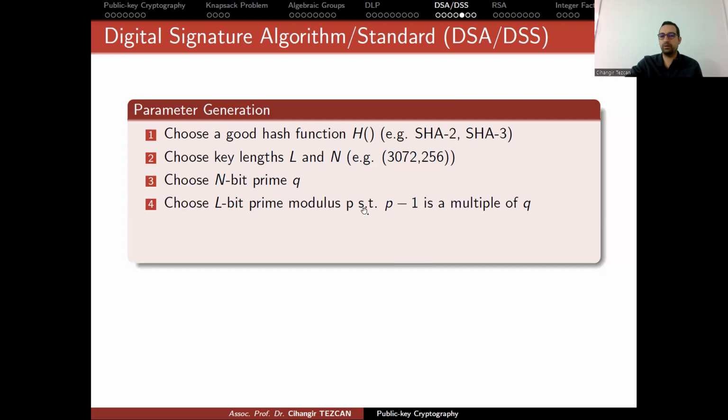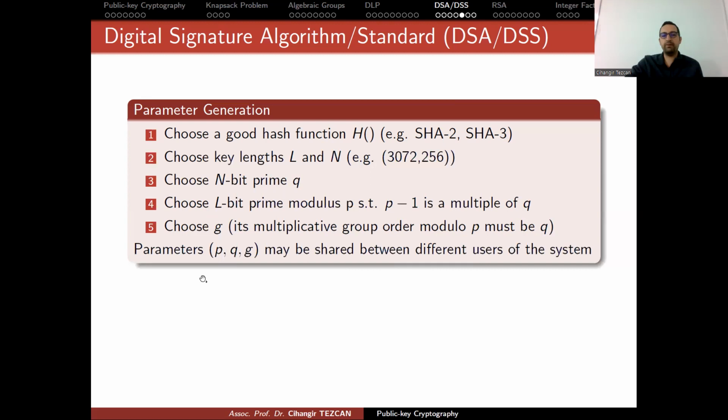Okay, so we are working on two different groups. Choose G, whose multiplicative group order modulo P must be Q. Okay, so G is an element and it generates a group. Its order must be Q modulo P. So now we have parameters P, Q, and G. You can give these numbers to maybe the only one person you want to communicate with, or you choose them once and for all, and everybody in the system can use these numbers, okay? This is for parameter generation.